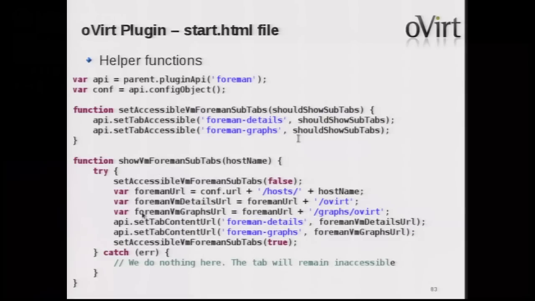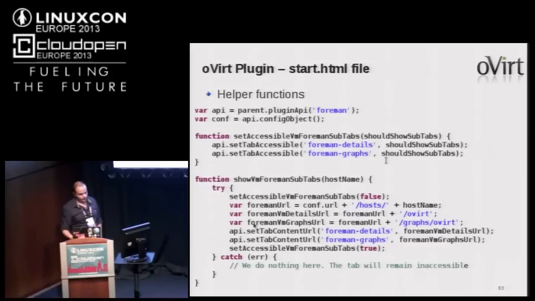So this is the function that hides and shows the subtabs, not really important, but the only important part here is that I changed the subtab content URL according to the name of the selected VM. In here, I see API.setTabContentUrl. This function is called in case the VM was found as a host in Foreman. So I construct the URL and I set the subtab URL. So when you press the subtab, you will get to the proper URL in Foreman.